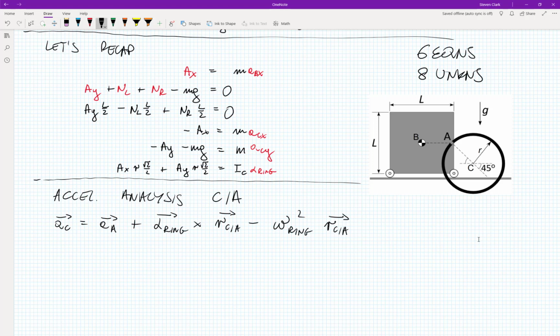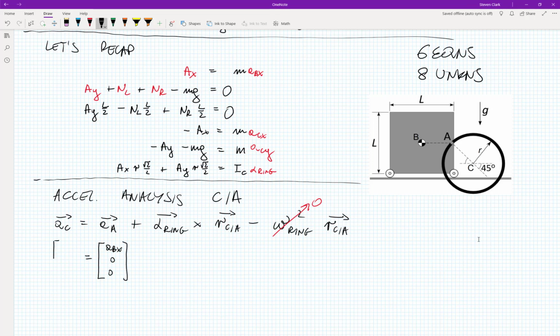And by the way, our system starts from rest. And we like that because we can eliminate this component. Our omega ring will be 0. Okay, guys. If you are wondering why I went for point C and A, this is why. Because I think that we know what is the acceleration of point A. Acceleration of point A will be exactly the same as acceleration of point B. Do you see that? So in here I will just write ABX, 0, 0.